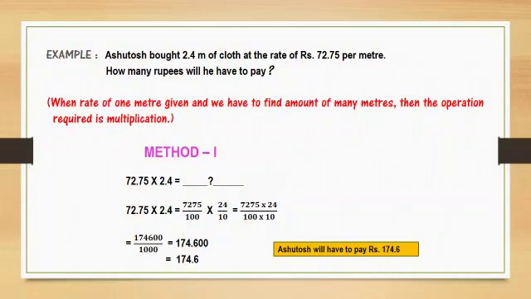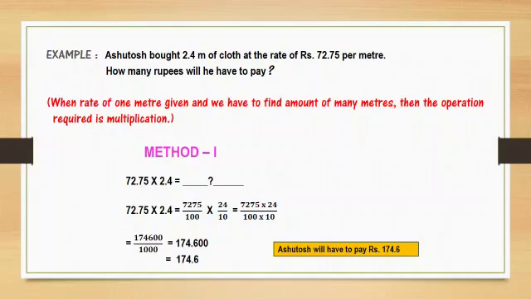Example, Ashutosh bought 2.4 meter of cloth at the rate of rupees 72.75 per meter. How many rupees will he have to pay? When rate of 1 meter is given and we have to find the amount for many meters, then the operation required is multiplication. Let us solve this problem under method 1.